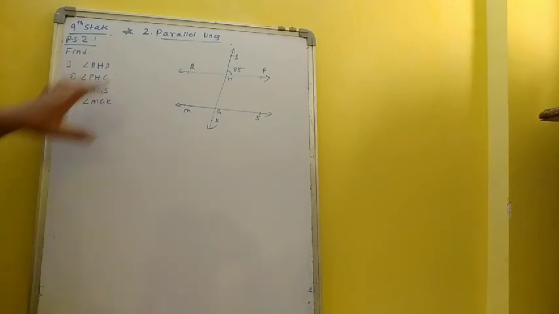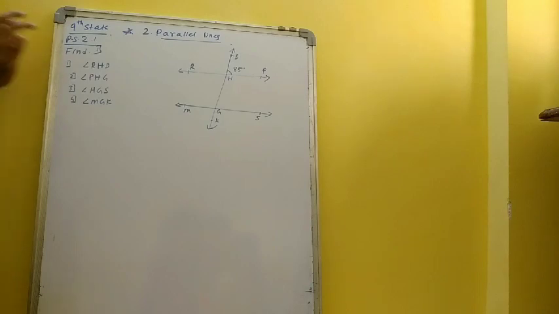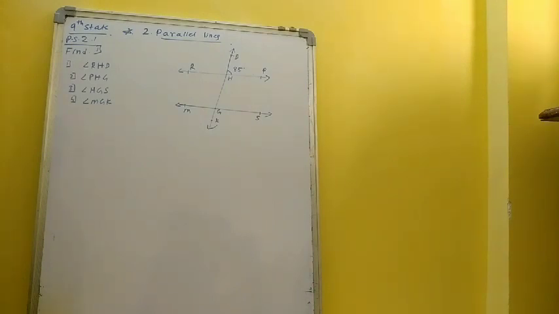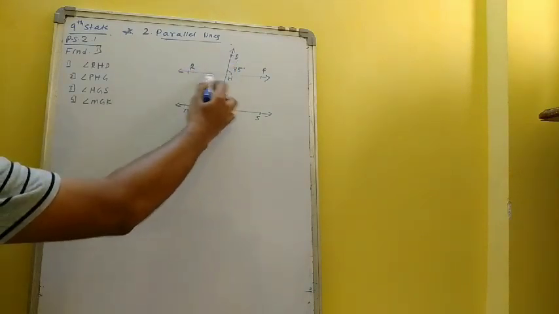Okay, we have the same diagram in your textbook, the very first sum of practice set 2.1. It is given that RP and MS are parallel to each other. First you need to find out angle RHD. Okay, this is RHD lying on the same line.